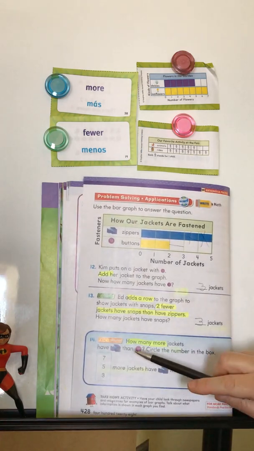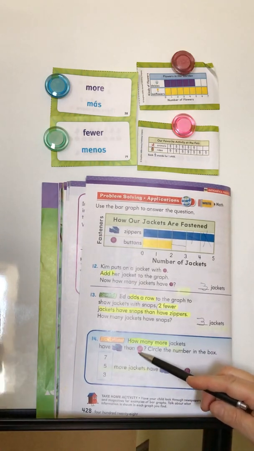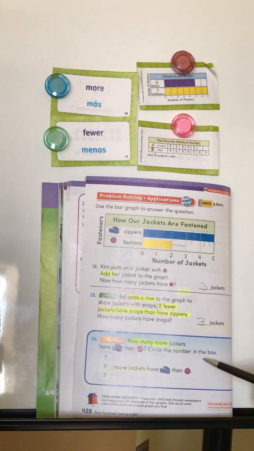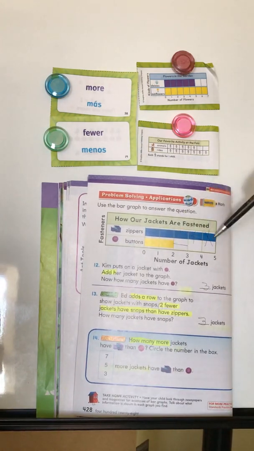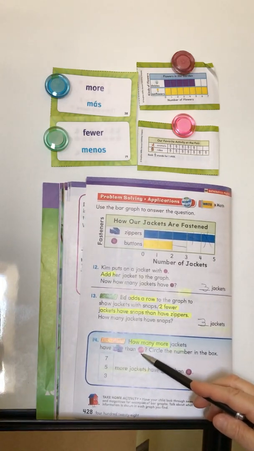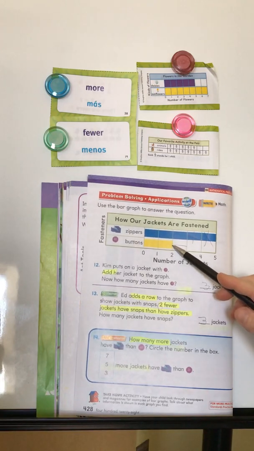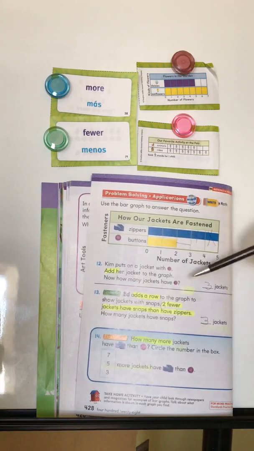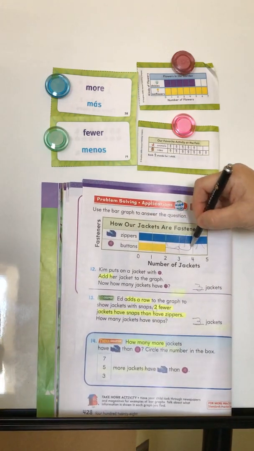Number 14, how many more jackets have zippers than buttons? Uh-oh, Miss Incredible fell down. Circle the number in the box. So go check your whole zippers, all 5, minus your buttons, that's 2. How many more zippers than buttons? So it would be 1, 2, 3.